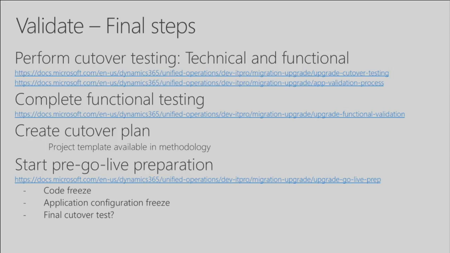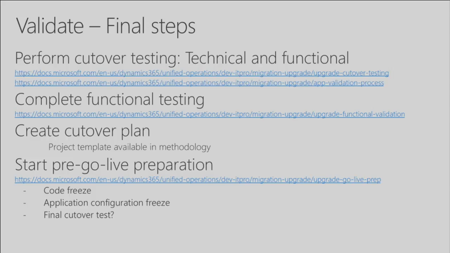So the final test of the validate phase, as I mentioned, is the cutover testing, how you're going to do all of these processes during the execute phase. There's a technical aspect of your cutover testing, which is moving the databases, running the data upgrade, and so on. There's a functional aspect, which is the app validation that I just mentioned. You complete the functional testing, and you create a solid cutover plan. This is key. We don't recommend you upgrade without a solid cutover plan based on all the analysis and the testing you have done. And then you start your pre-go-live preparation.